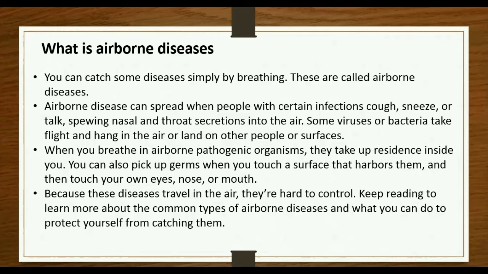Also, these diseases travel in the air, so they are very hard to control. We can't catch this air in our palm or any other vessel, so it is hard to control. Keep watching to learn more about the common types of airborne diseases and what you can do to protect yourself from catching them.